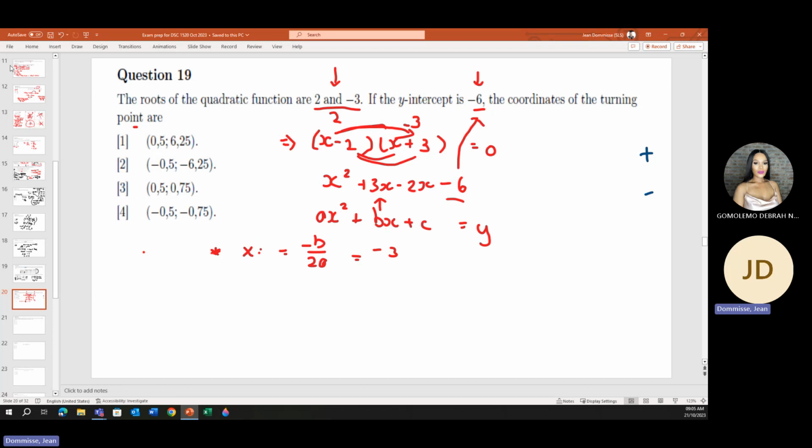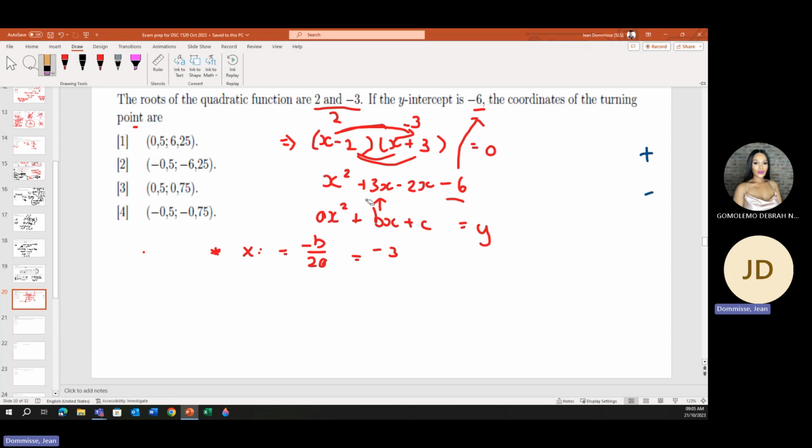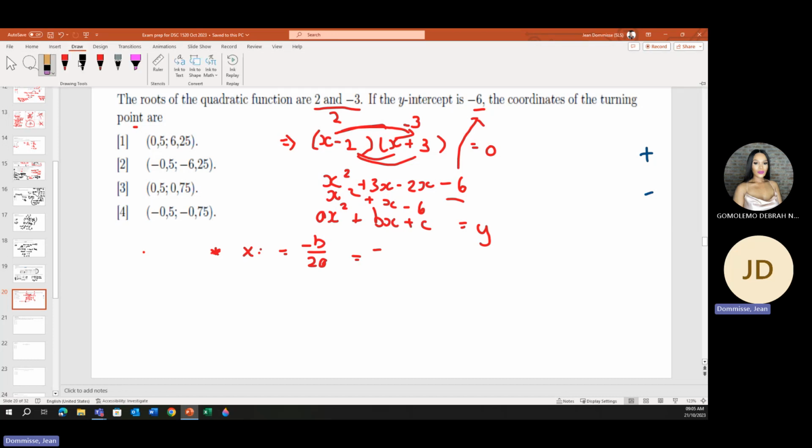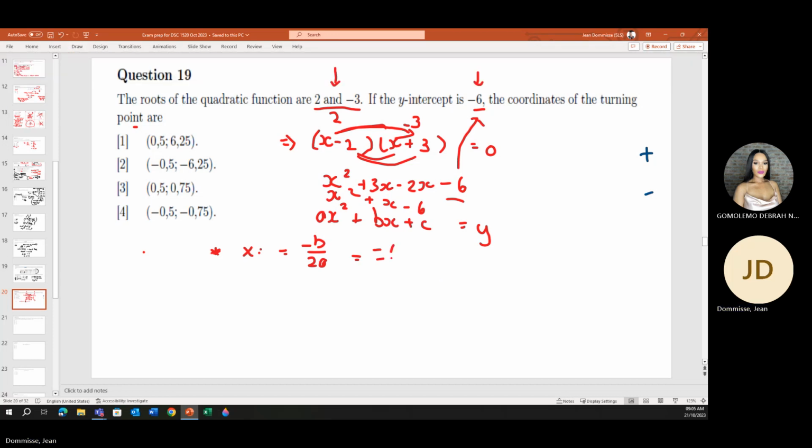Wait, I haven't simplified that above equation. So let's quickly simplify it. So that's x squared plus x minus 6. So actually minus b is going to be minus 1. And then divided by 2a, and a is also 1, so divided by 2. So we sit with x is equal to minus a half.